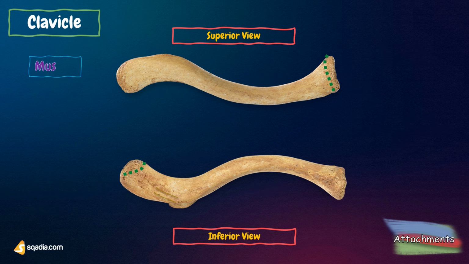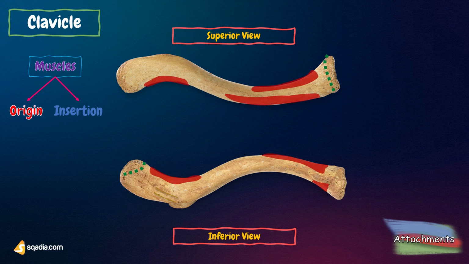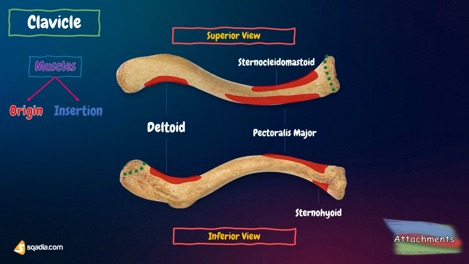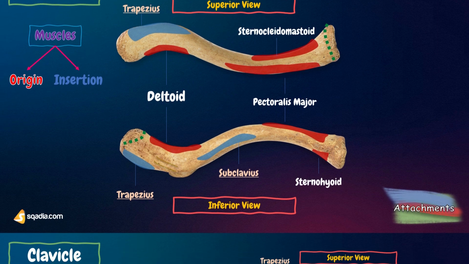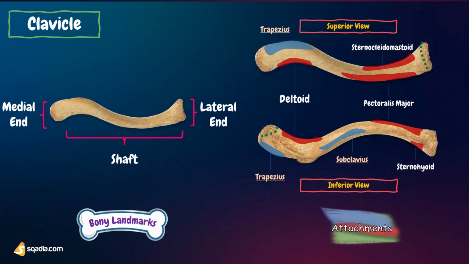Muscles. The muscular attachment is of two types, origin and insertion. The muscles that originate from the clavicle are sternocleidomastoid, pectoralis major, sternohyoid, and deltoid. Muscles that insert on the clavicle are trapezius and subclavius. That is all about the bony landmarks of the clavicle and the muscular attachments.